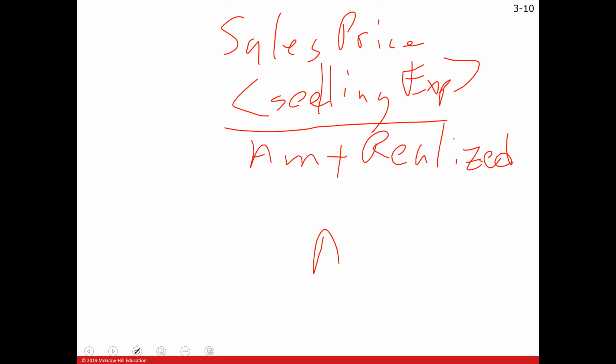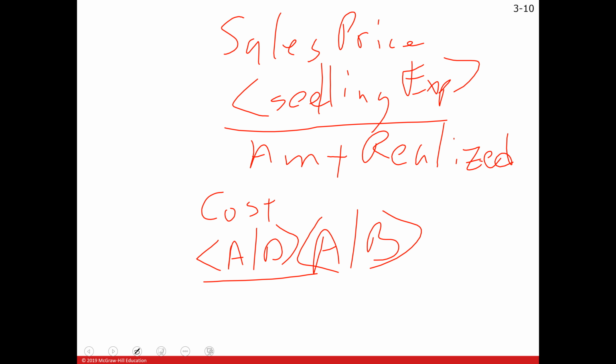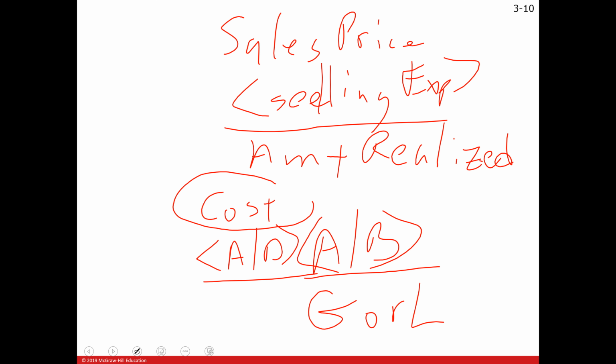the adjusted basis of the asset being sold, which is equal to that initial cost basis that we're trying to determine in this short video, minus the accumulated depreciation, to get that, again, book value or adjusted basis. And now we subtract out the adjusted basis from the amount realized to get a gain or a loss. Again, here's what we're focusing on in this video: the initial cost basis.